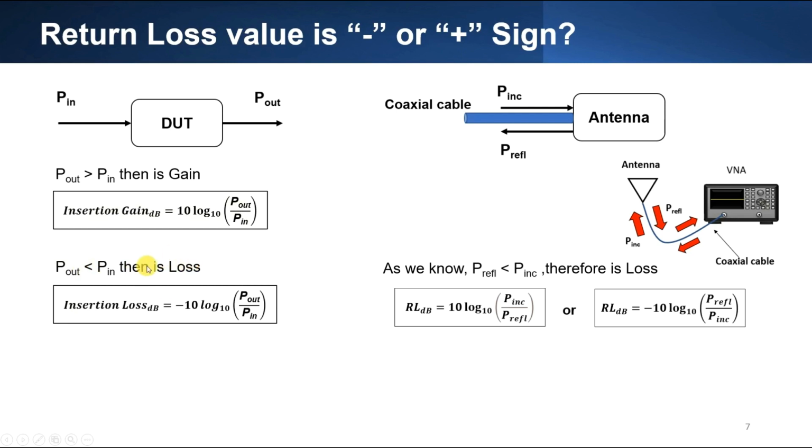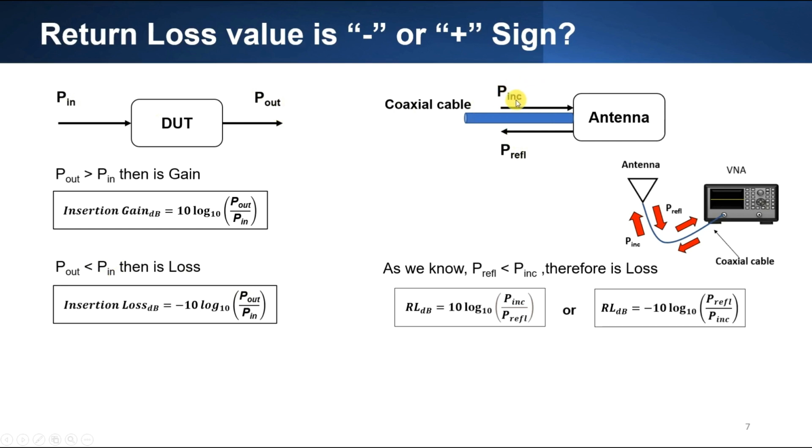So from here, we can see that the concept is the same. The insertion loss is equal to negative 10 log power out divided by power in. From here, the system's power out is the same as the power reflected, and power in is the power incident. So the concept is almost the same. Let's say the power out we assume is the power reflected. That means power in is the power incident here.